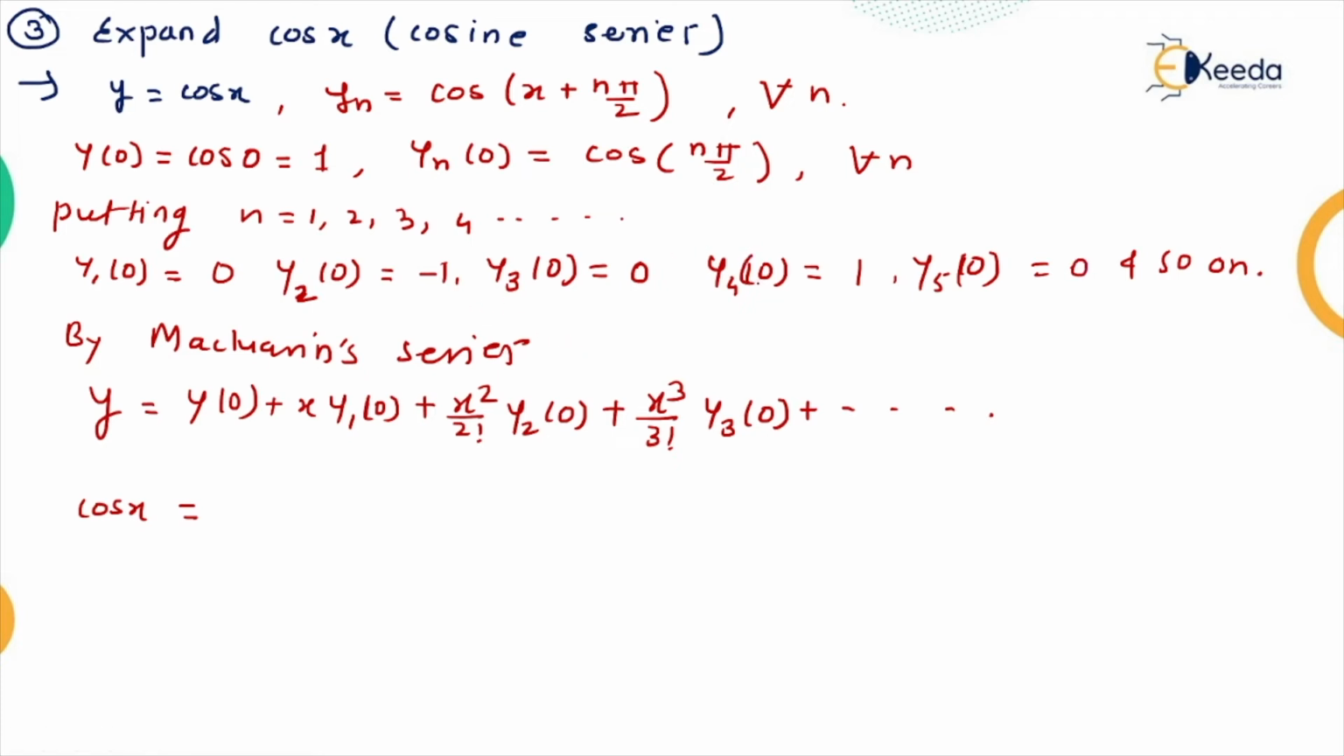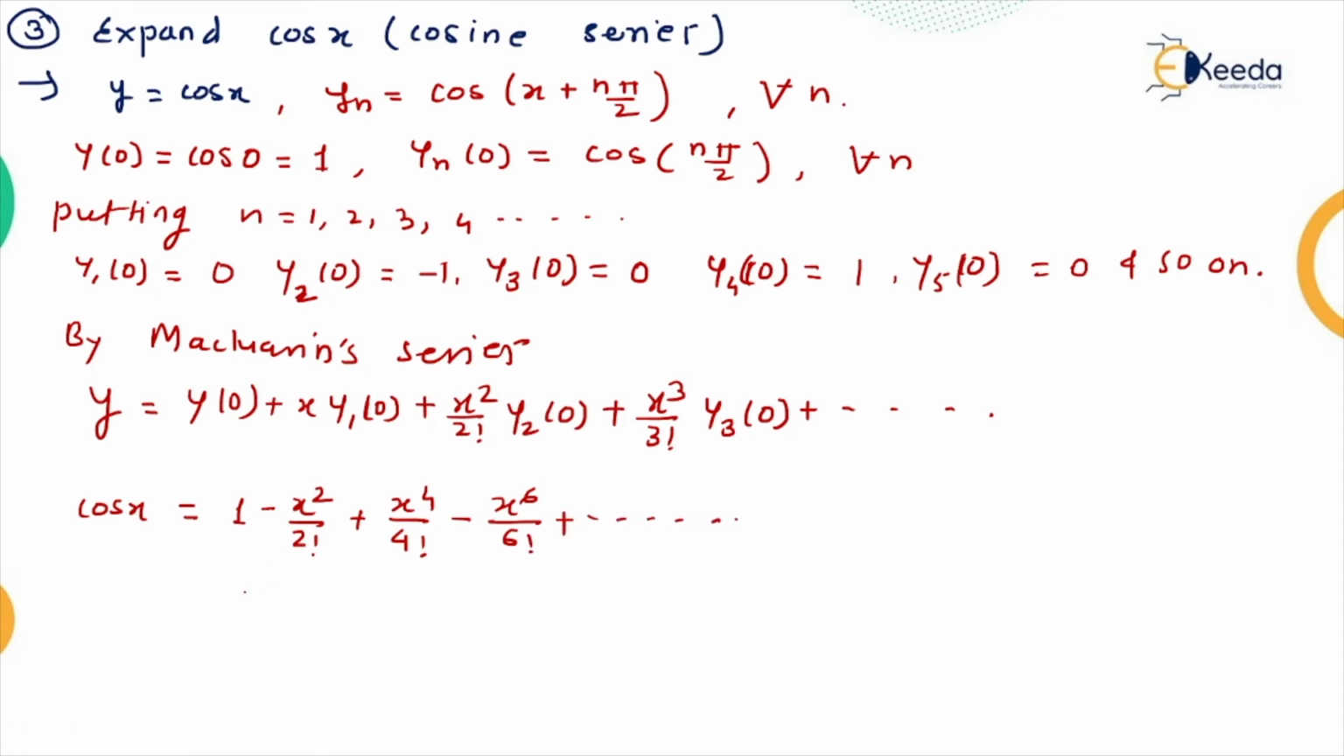So guys, now I am writing here very clearly, putting these values in this equation. First term is y of 0, that is 1, minus; the second term is absent. Now y2 means minus x square divided by 2 factorial into y2, that is minus 1, that's why minus is here. Next term, x cube is absent because y3 is 0. Now x raised to 4 divided by 4 factorial into y4 of 0, that value is 1. Next term will be x raised to 6 divided by 6 factorial, and next term will be plus and so on. This is an infinite series.